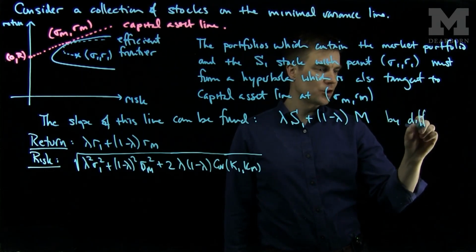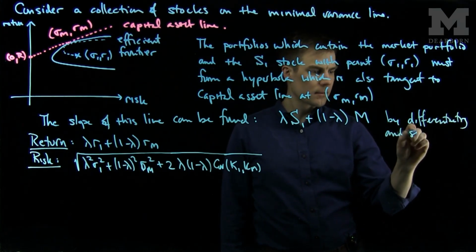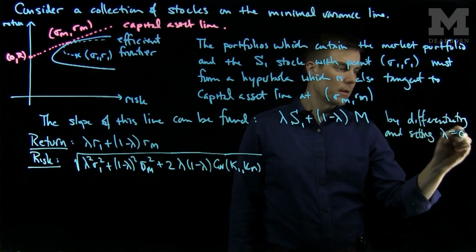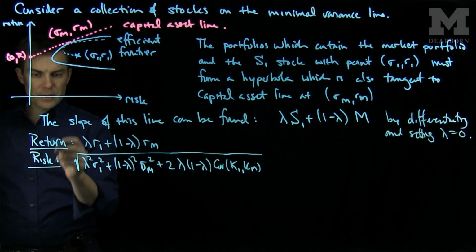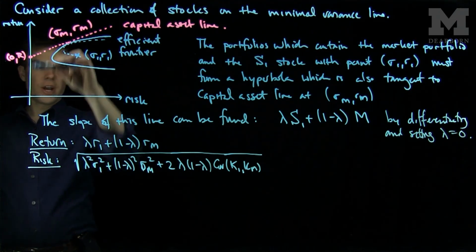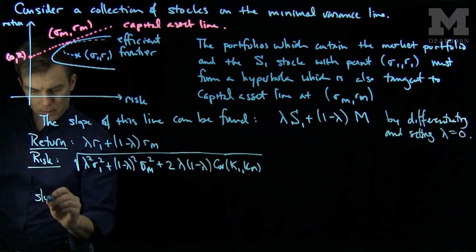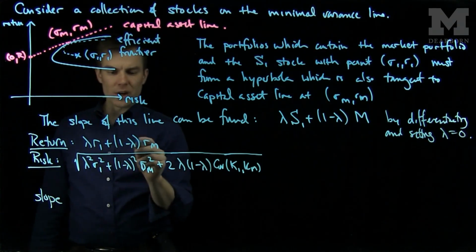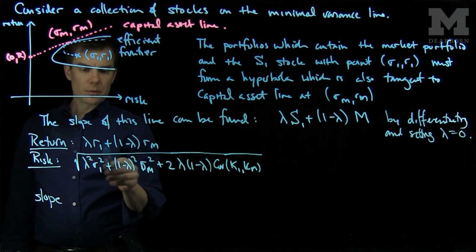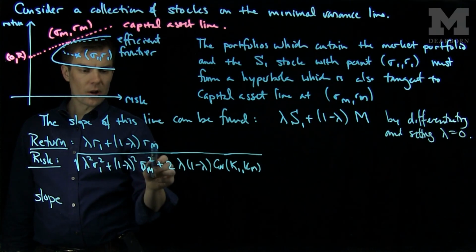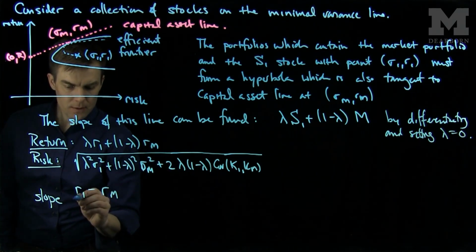So we take by differentiating and setting lambda equals 0. So we'll do the derivative of the risk and the derivative of the return. The slope will be the change in the return over the change in the risk. So the slope will be the change in the return at lambda equals 0. Well, the change in the return at lambda equals 0 will simply just be R1 minus Rm.